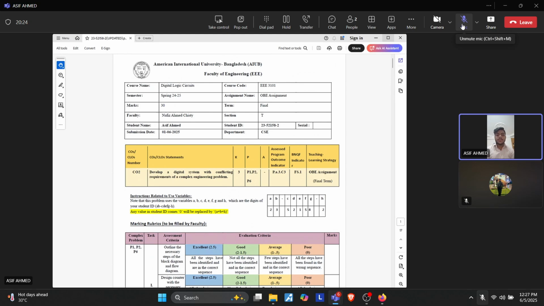My name is Asif Ahmed, a student of the Department of CSE, and my ID is 2352158. Today, I am honored to present my final term OBE assignment for the course Digital Logic Circuit under the guidance of respected teacher Nafiz Ahmed Chisti sir. The topic of my project is a digital parking control system.